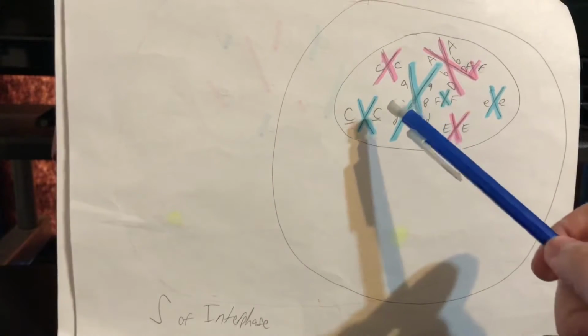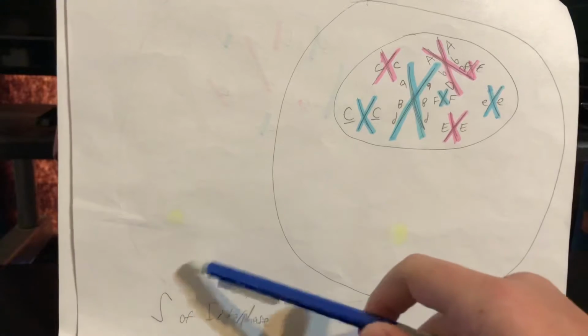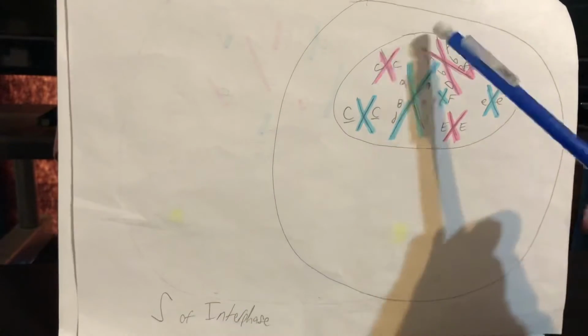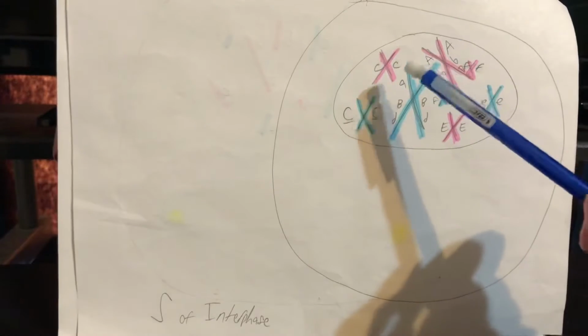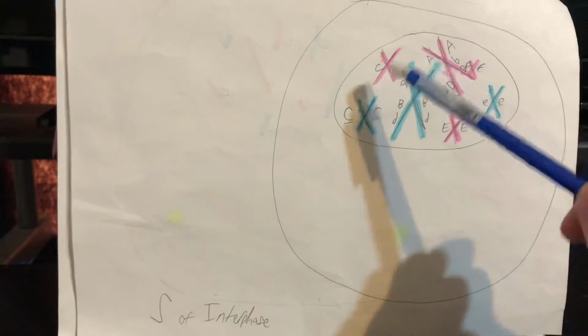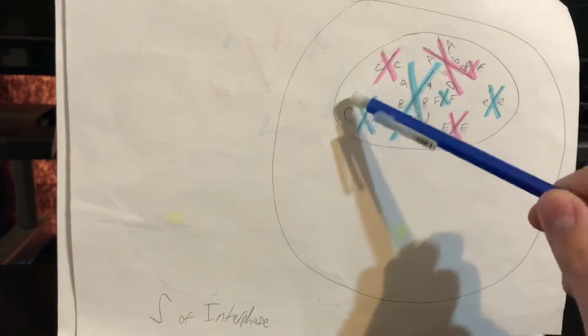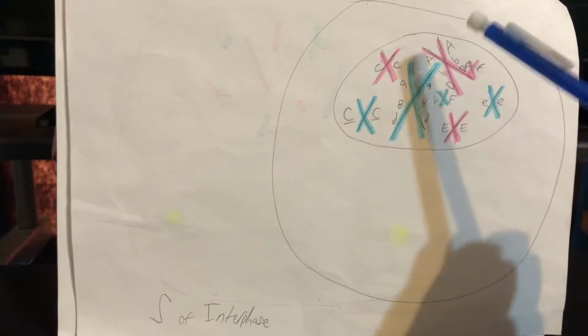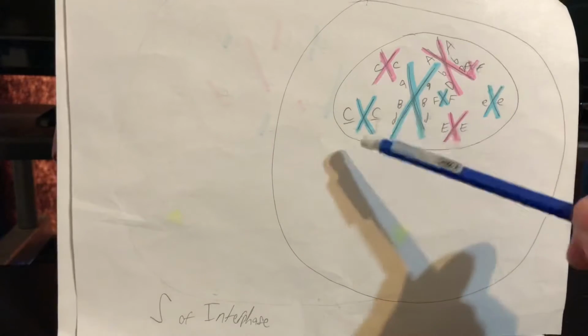The next step of interphase is S of interphase, or synthesis of interphase. As we can see up here, there are duplicated chromosomes, meaning the previous chromatids are now doubled, so it is in an X shape. However, this does not mean there are more chromosomes, it just means there is more DNA.